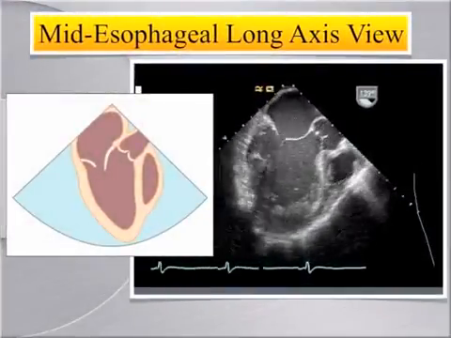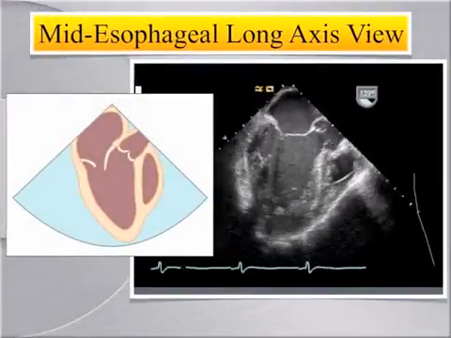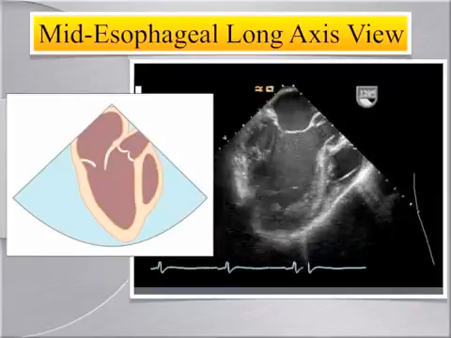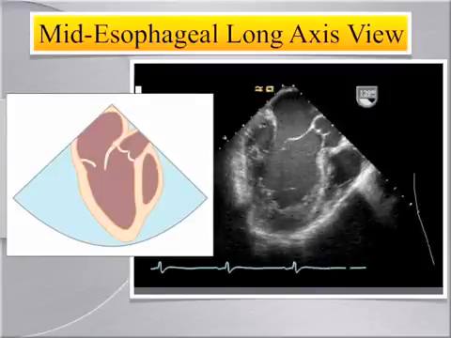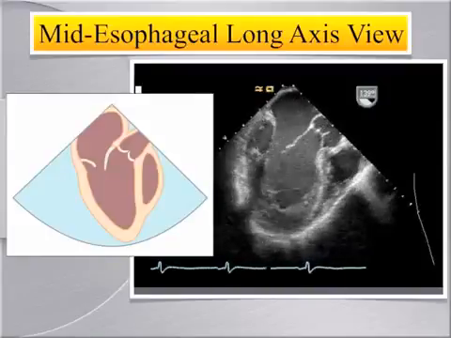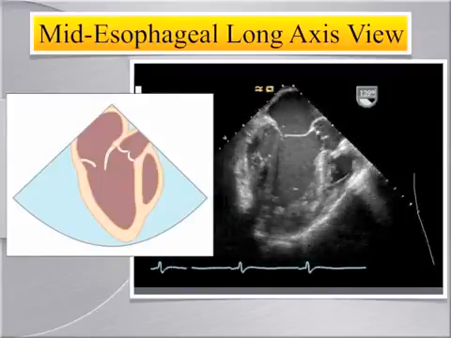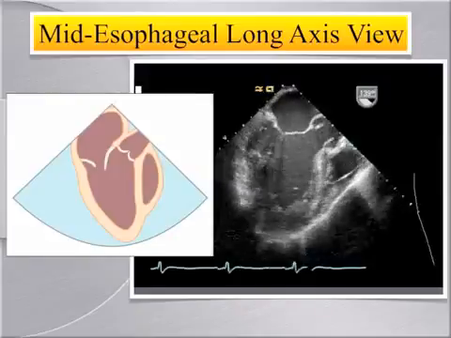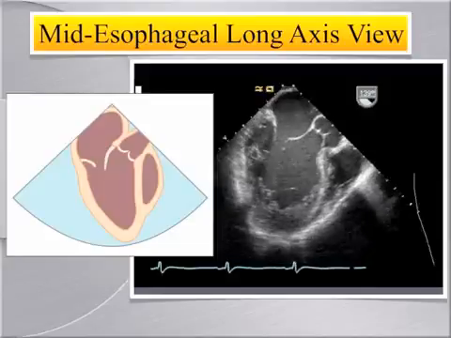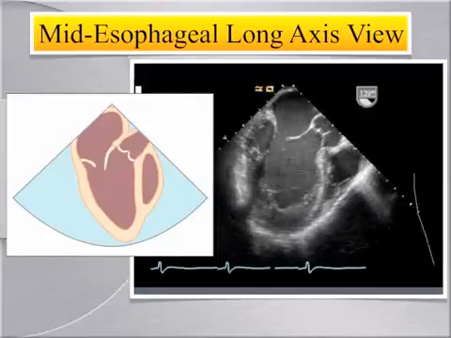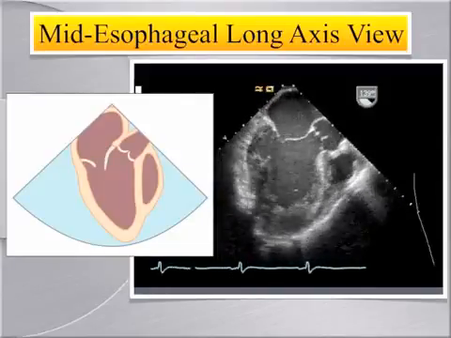At 100 to 120 degrees in the mid-esophagus, the mid-esophageal aortic valve long axis view shows us the anteroseptal wall to the right and the inferolateral wall to the left of the screen. It also shows the left ventricular outflow tract for the purpose of measuring its diameter for calculation of stroke volume and cardiac output.